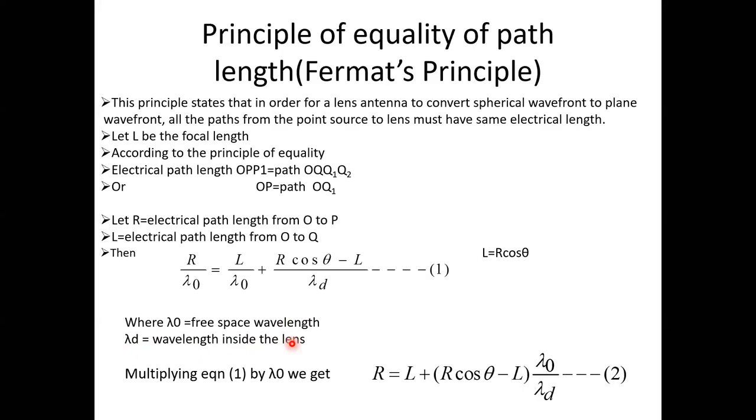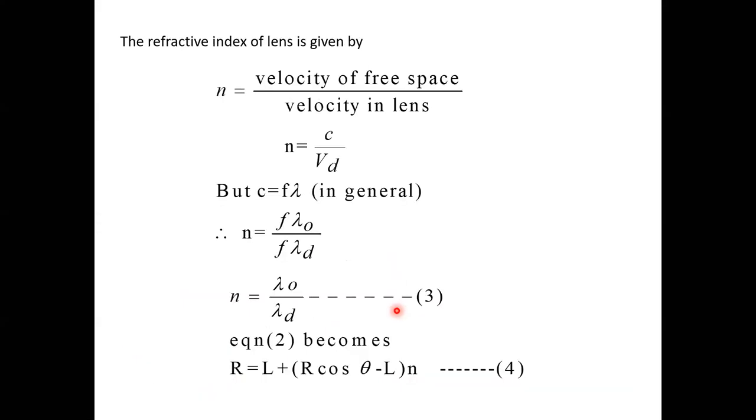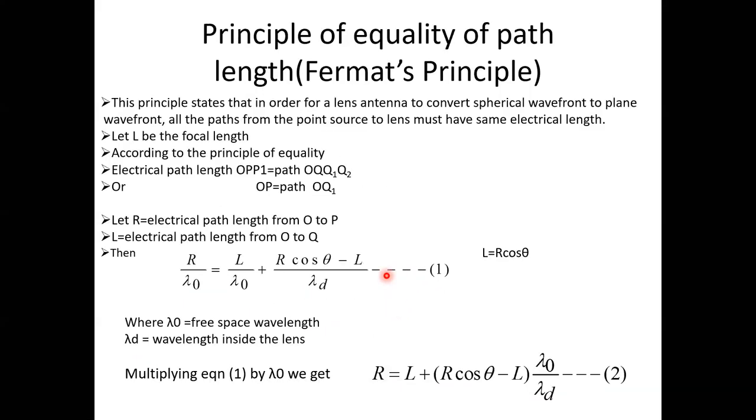Now multiply this equation 1 by lambda naught, so it gets cancelled. This gives R is equal to L plus R cos theta minus L, multiplied by lambda naught by lambda d, taking lambda naught to this side. So this will be the equation.